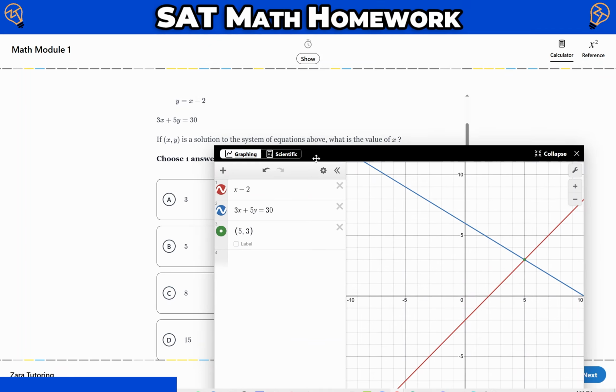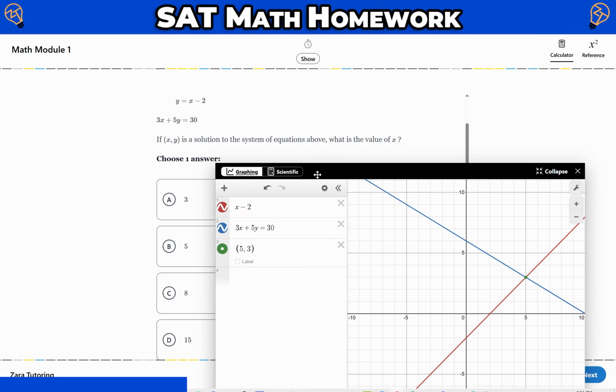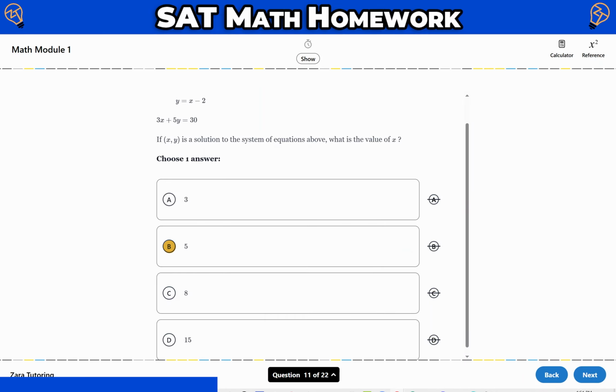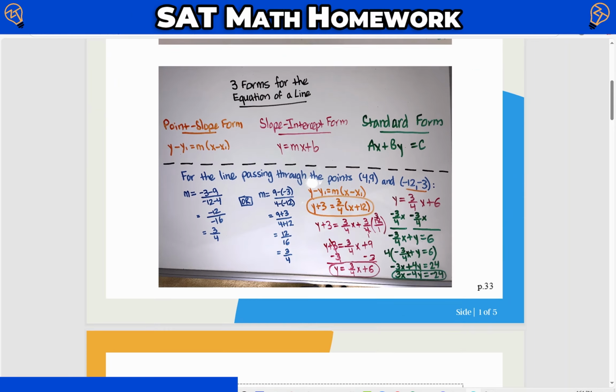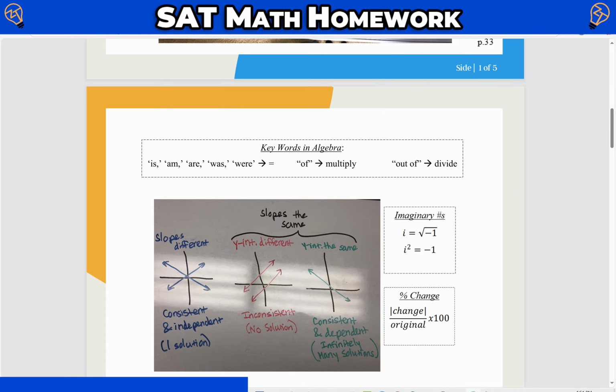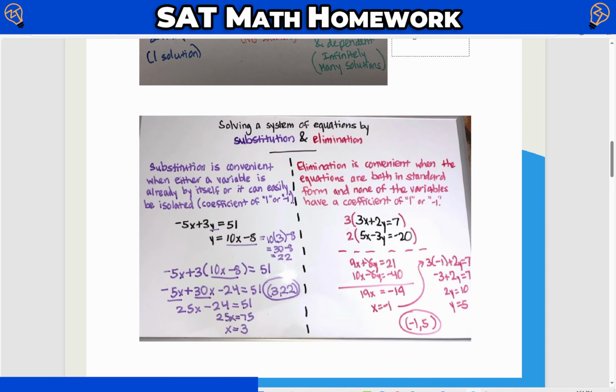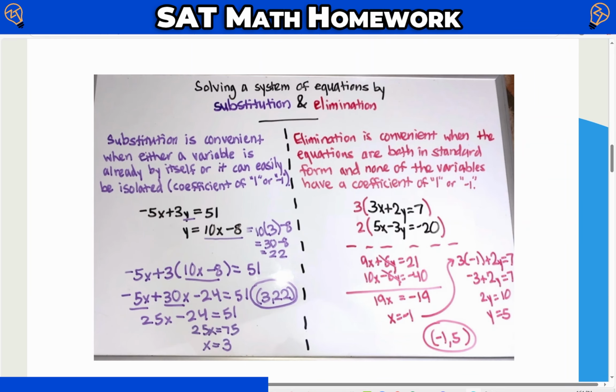But the important thing is they just want to find the value of x in the ordered pair. And that's clearly 5, making the correct answer B. So very fast, very efficient. But if you are curious how to do it by hand, let's go ahead and look at page 33, more specifically side 2, where we talk about substitution versus elimination for solving a system of equations.